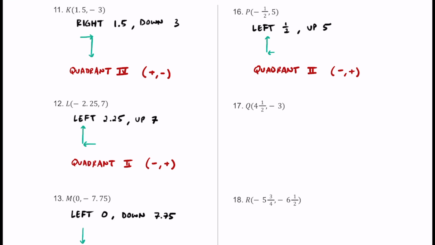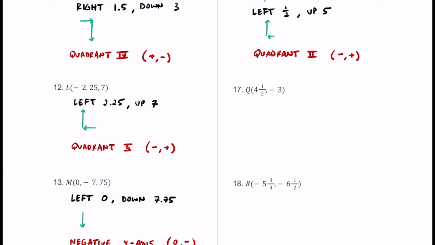For number 17, we have point Q, which is 4.5, -3. So that first one is positive, so that means we're going to move to the right 4.5 units, and then we're going to move down 3. That down is because that 3 is negative. So if we were plotting this, we would go to the right, maybe this much, and then we're not going to go down as much because -3 has a smaller absolute value than 4.5.